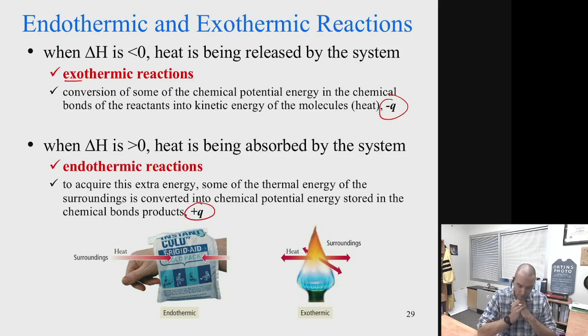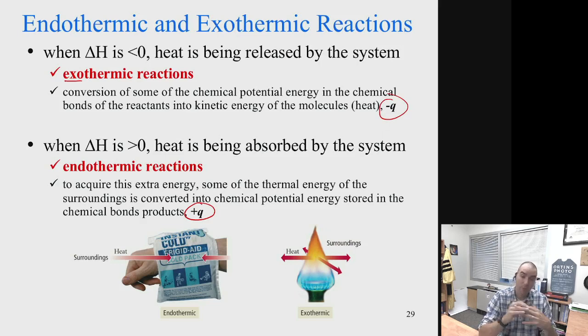I think one of the classic examples here is a cold pack. It feels cold to us because it's pulling heat out of us. And if we think about the reaction happening inside that cold pack, it is absorbing heat from the surroundings. Its delta H will be positive. It is an endothermic reaction. There's a reaction happening inside that cold pack that is drawing in heat and storing it in the chemical bonds of its products.